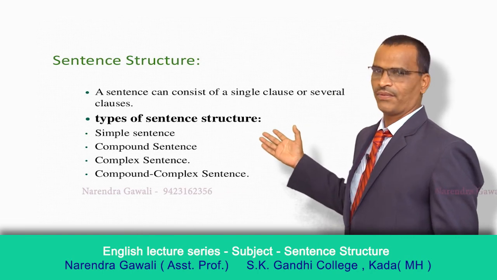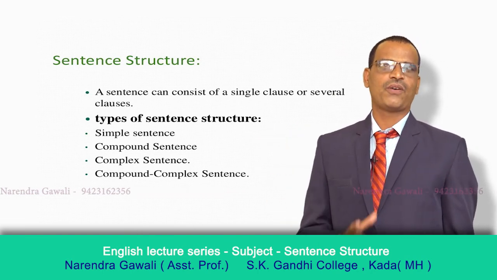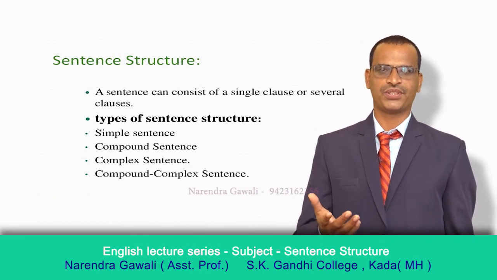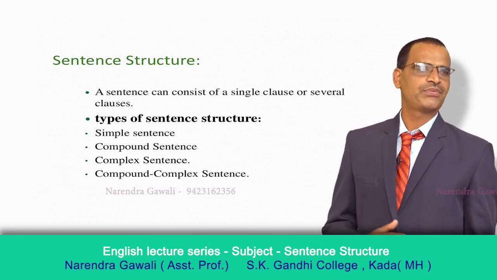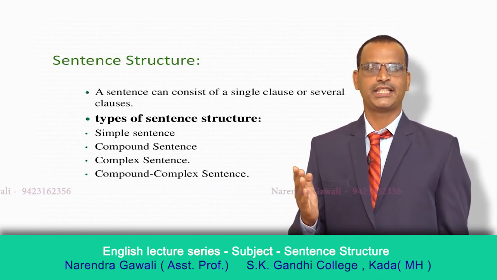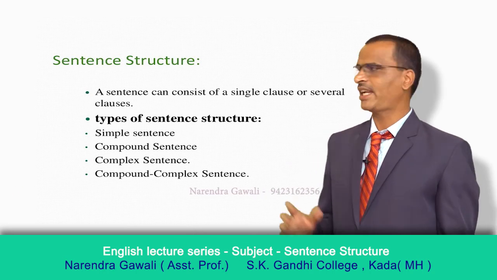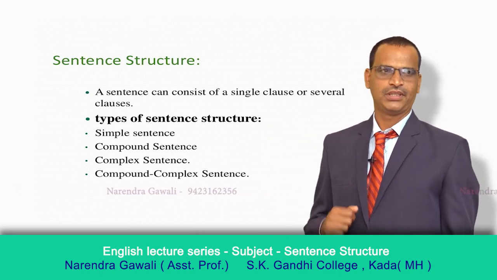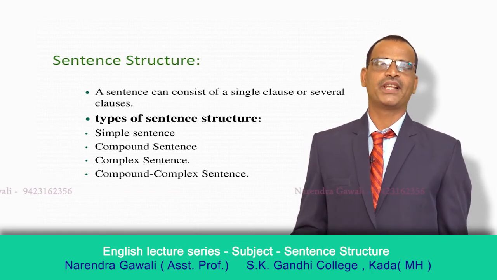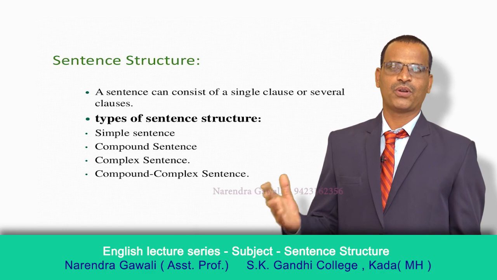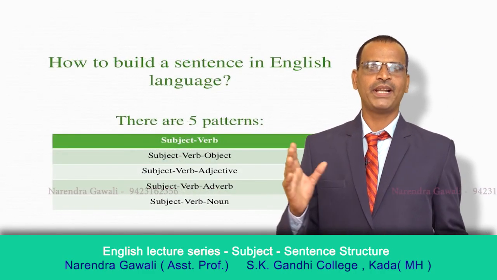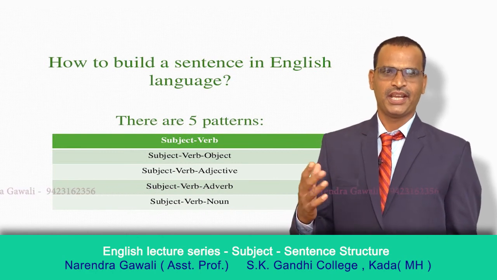This is the sentence structure of the English language. It consists of a single clause or more than one clause. There are four types of sentence structure in English. First is simple sentences, second compound sentences, third complex sentences, and fourth compound-complex sentences. Now we come to the main point: how to build a sentence in the English language.